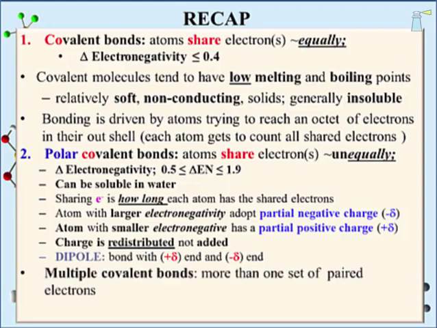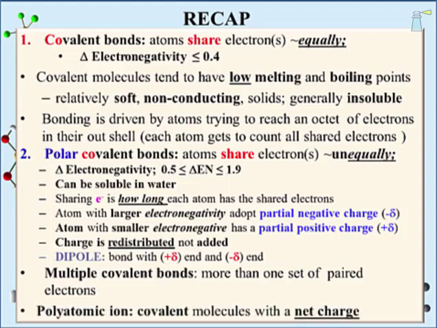The multiple covalent bond consists of more than one set of paired electrons. Each atom brings more than one electron to the bonding. And finally, polyatomic ions are covalent molecules that have a net charge. They can participate in ionic bonding.